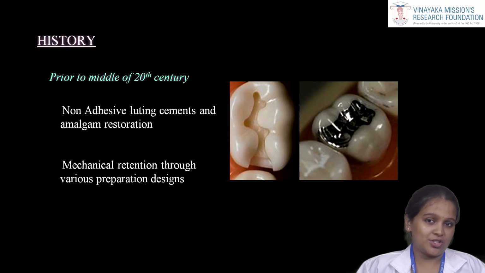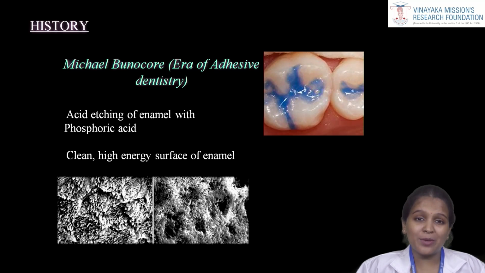Before going into the chapter, let us discuss a little about the history. Prior to the middle of the 20th century, the major choice of restorative material was amalgam. For amalgam, retention was majorly dependent on mechanical retention achieved from the cavity design, where the concept was extension for prevention to prevent recurrent caries, as well as mechanical retention, which influences the durability of the restoration. But with the advent of minimally invasive dentistry and the invention of acid etching, we have entered into the era of adhesive dentistry.